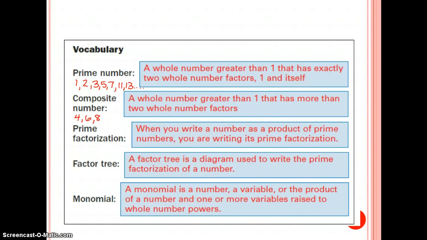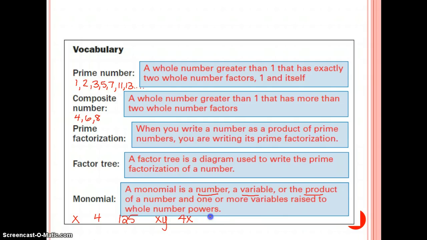A monomial is a number, a variable, or the product of a number and one or more variables raised to whole number powers. Examples of a monomial are the variable x, or the number 4, or the number 125. Any type of variable, even products, like x times y, two variables multiplied together, or 4 times x.